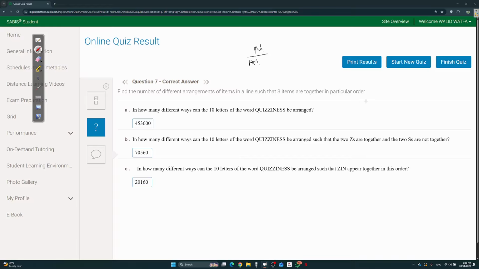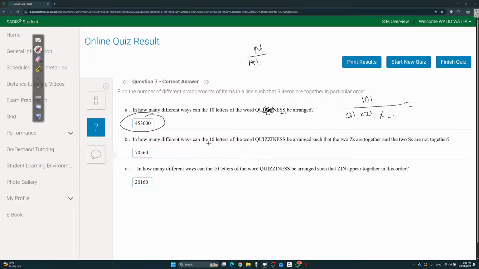Okay, so let's take a look. So 10 factorial over, what's being repeated? Let's check. Is Q being repeated? No. U being repeated? No. I is being repeated twice. You throw in a 2 factorial. Is there anything else being repeated? Z is being repeated twice. Again, another 2 factorial. And then you have S is also being repeated twice. Again, another 2 factorial. So when you divide these, you're gonna get this.